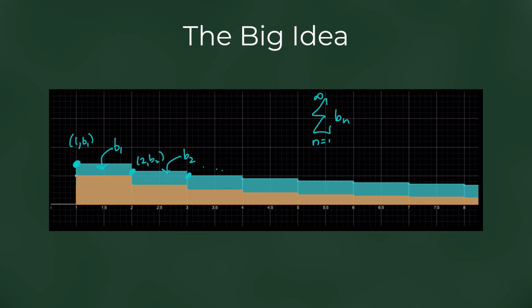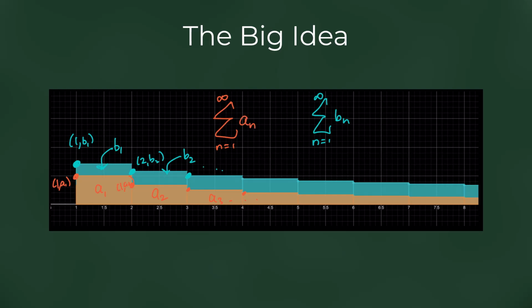Similarly, let's look at the orange rectangles, and again we're going to take each corner point to represent a value in our sequence. So this is the point 1, a sub 1, 2, a sub 2, and so on and so forth, which makes this orange rectangle here have an area of a sub 1. The next one has an area of a sub 2, and so on and so forth. That means that we can represent the orange area as the sum from n equals 1 to infinity of a sub n.